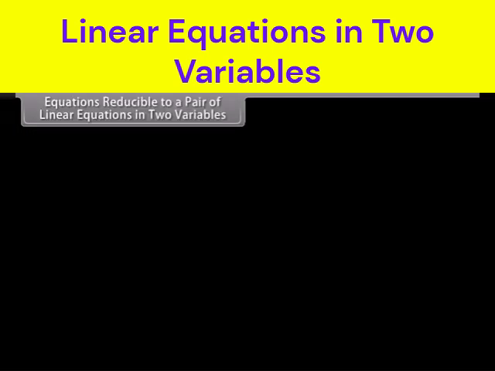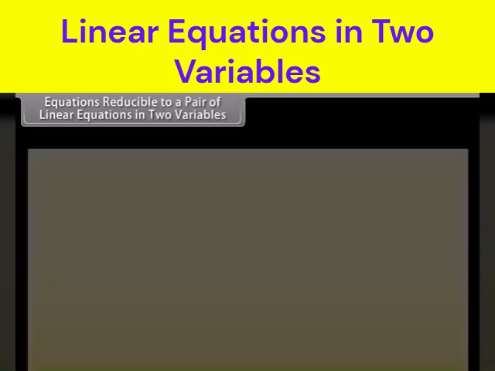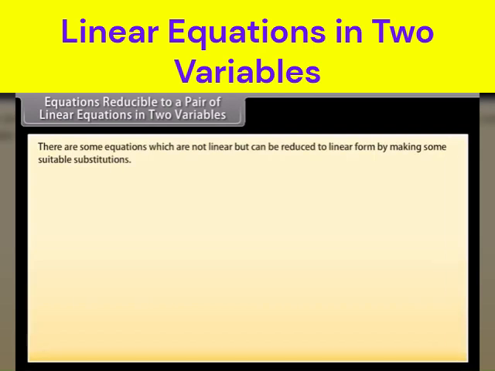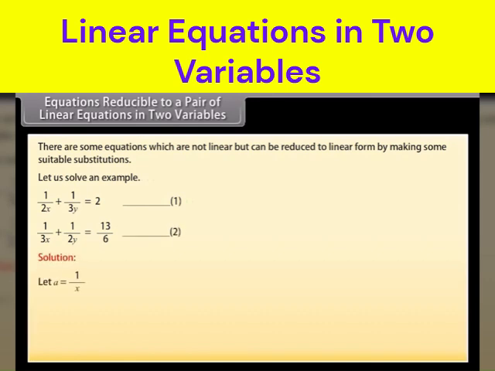Equations reducible to a pair of linear equations in two variables. There are some equations which are not linear but can be reduced to linear form by making some suitable substitutions. Let us solve an example. Solve 1 upon 2x plus 1 upon 3y equals 2, equation 1, and 1 upon 3x plus 1 upon 2y equals 13 upon 6, equation 2. Solution. Let a equals 1 upon x and b equals 1 upon y.